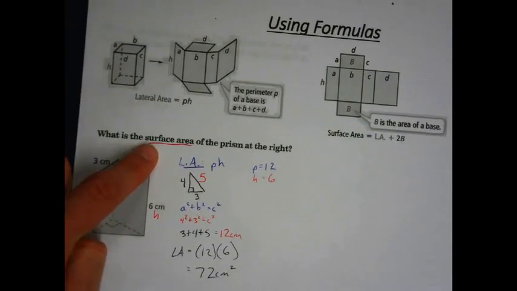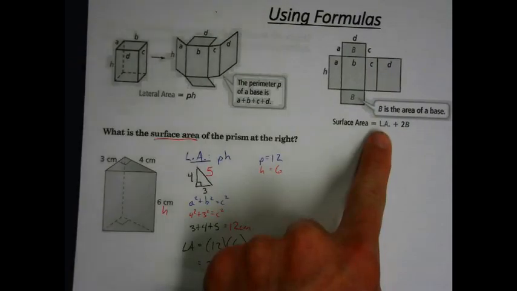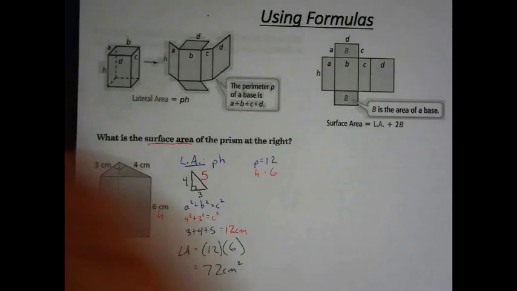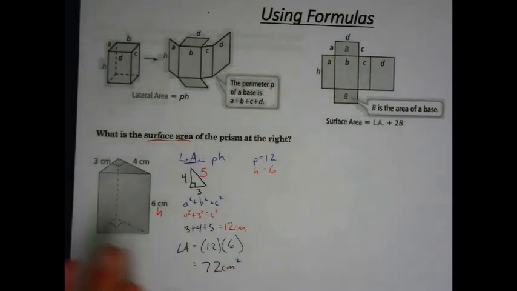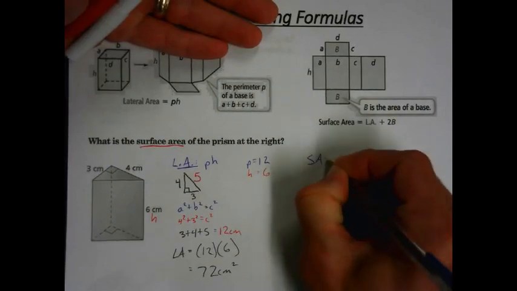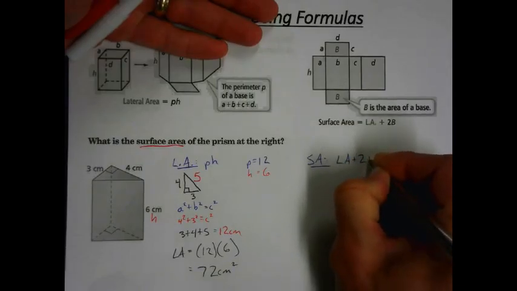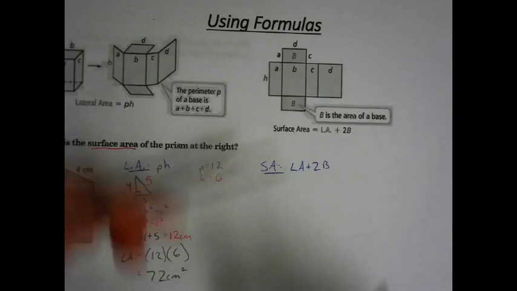Okay, but the question is the surface area. So we go back to surface area. And we see that the surface area is the lateral area plus 2 times the area of the base. We need the area of the base. So to find surface area, which is, again, the lateral area plus 2 times the area of the base, we're going to need the area of the base.